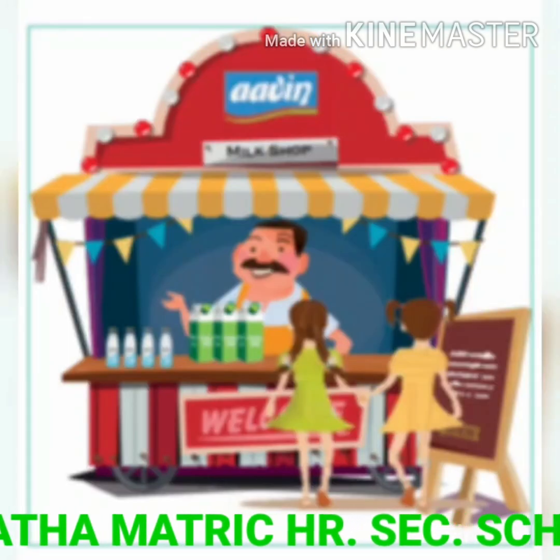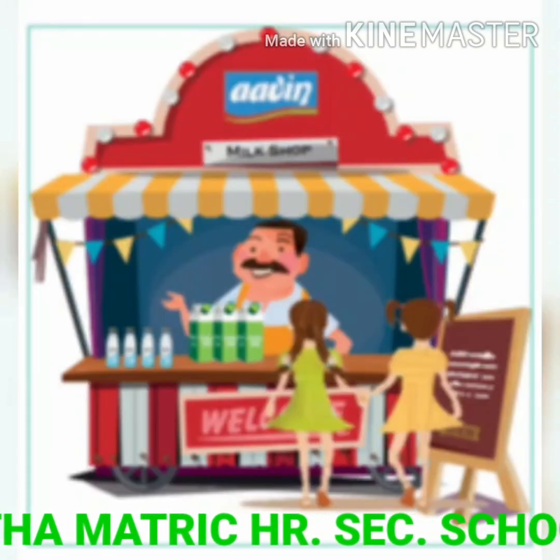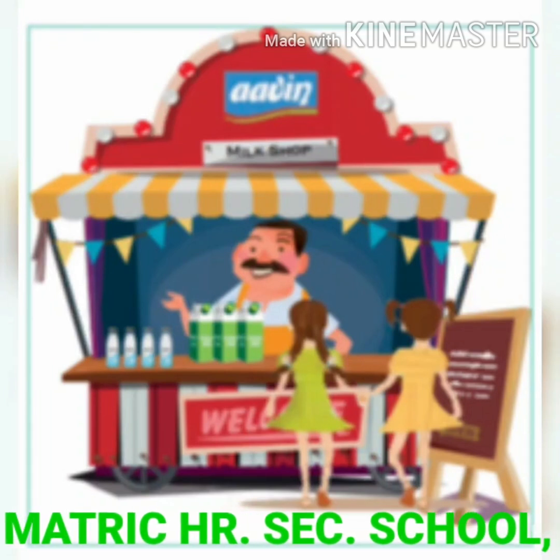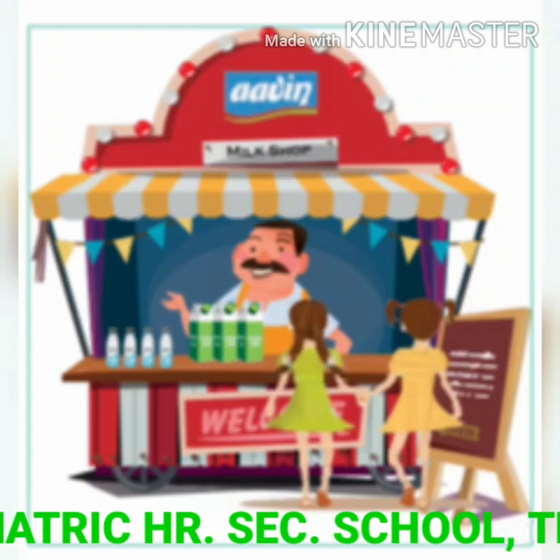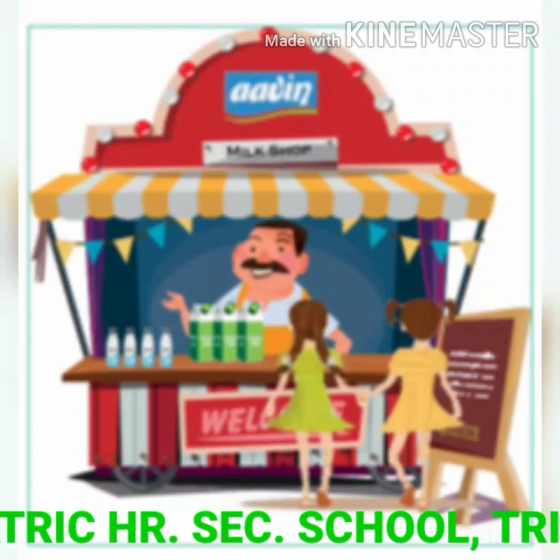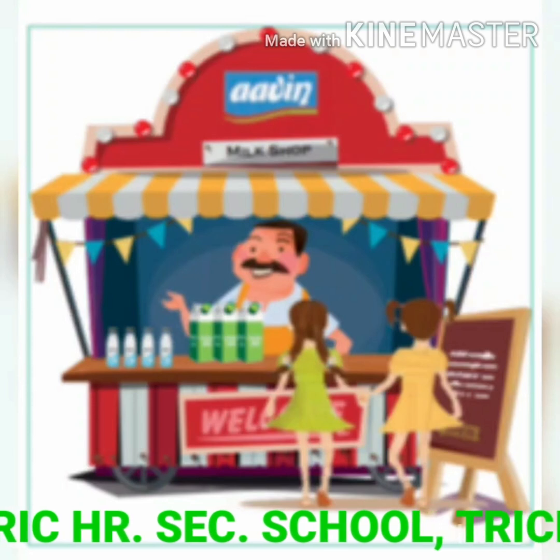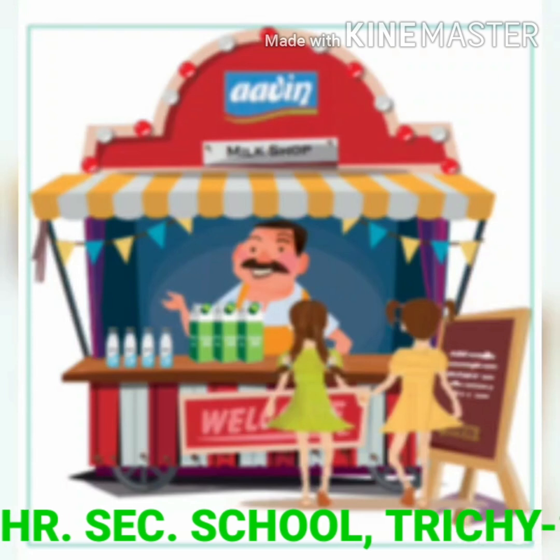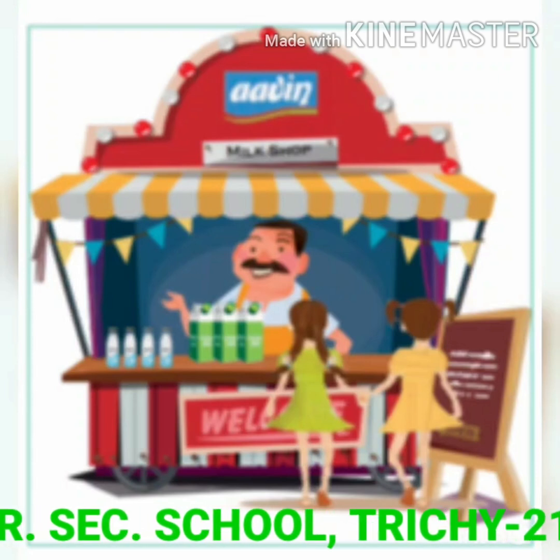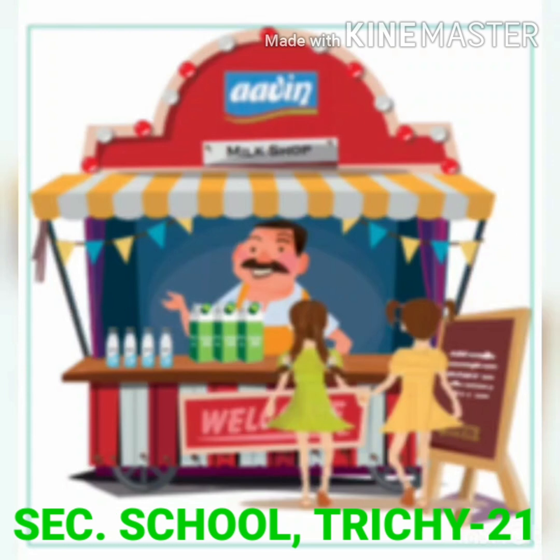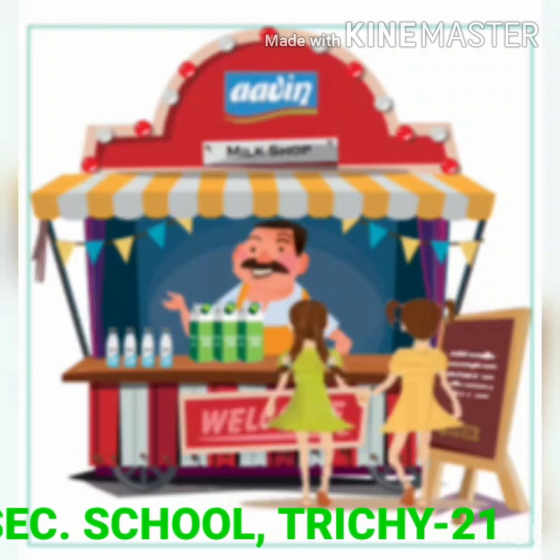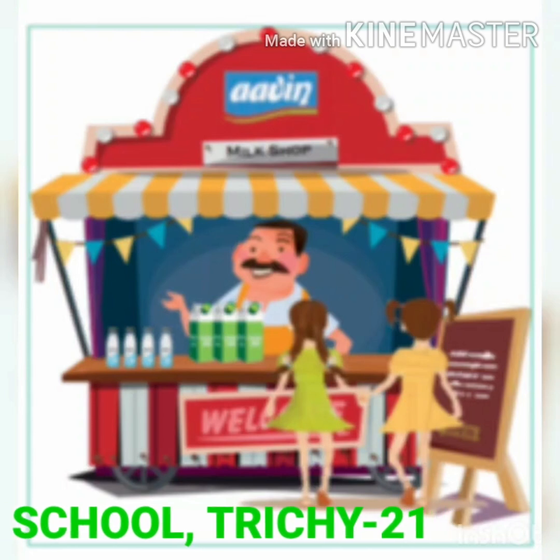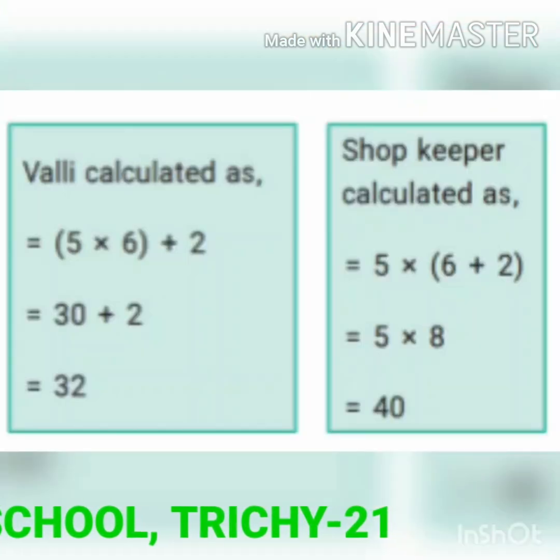But the shopkeeper told that the cost of buttermilk had increased by rupees 2 per packet. Then Valli decided to give rupees 2 more and paid rupees 32 only. But the shopkeeper claimed that she had to pay rupees 40. Who is correct? See, first Valli calculated like this.